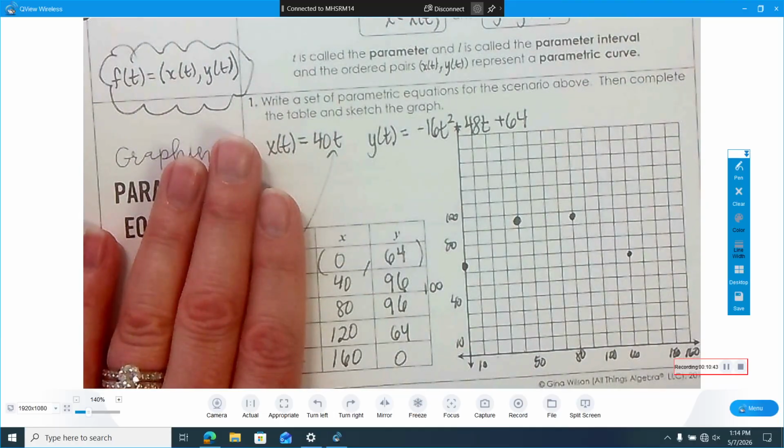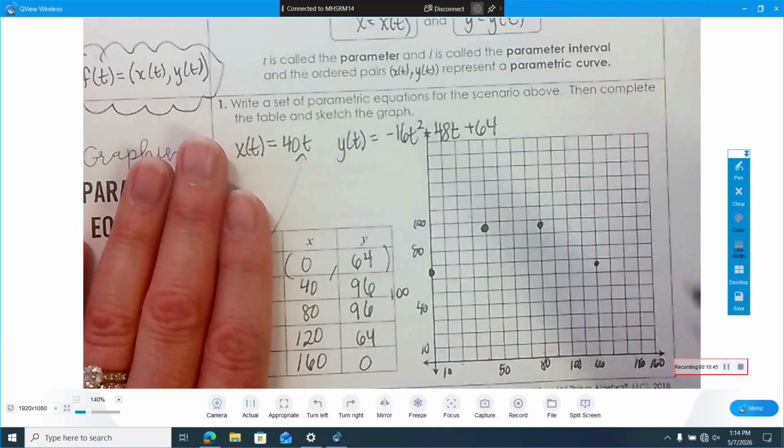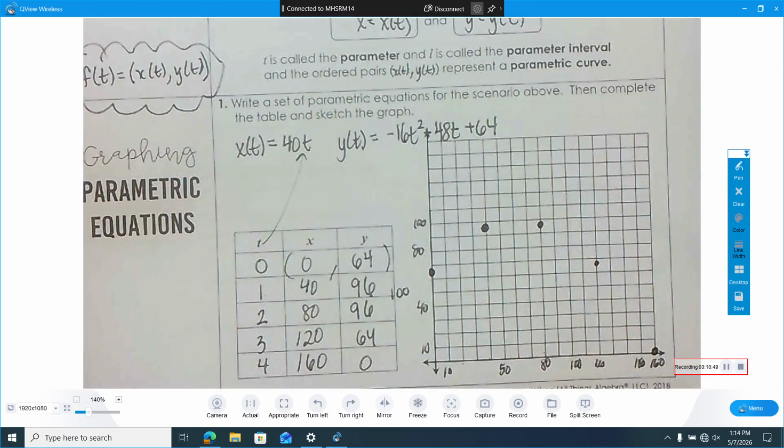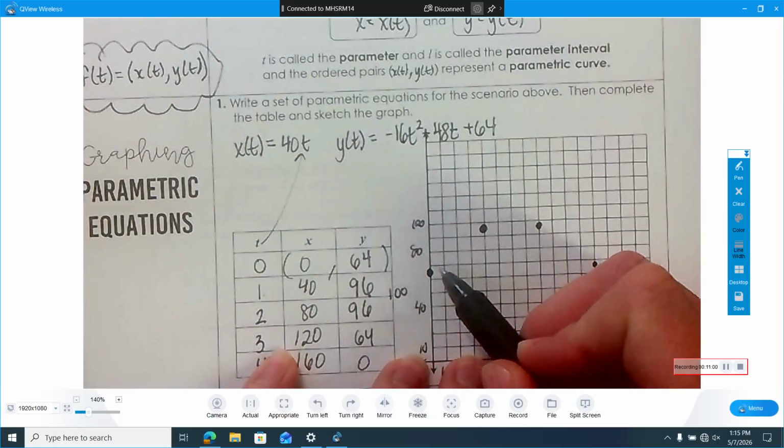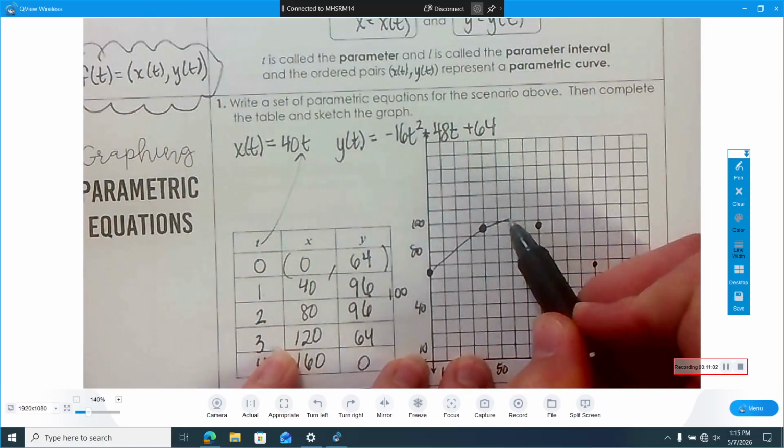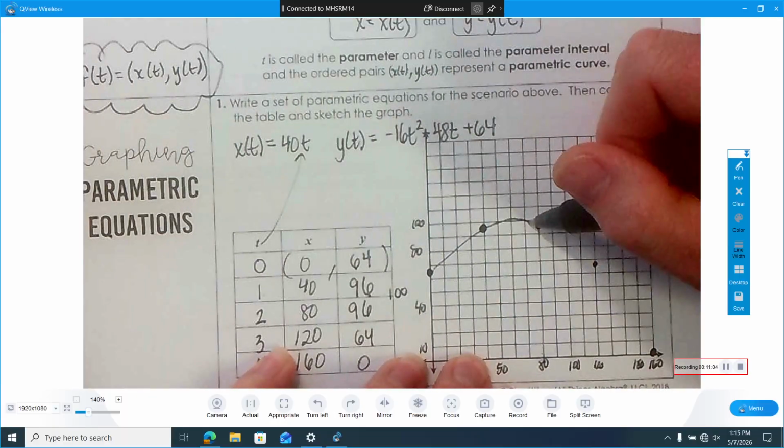Yep. Thanks. And then at 160, I'm back down to 0. And so the x comma y, this represents the combination of the horizontal and vertical components of how the ball traveled over time. And so we can connect them with a nice curve.